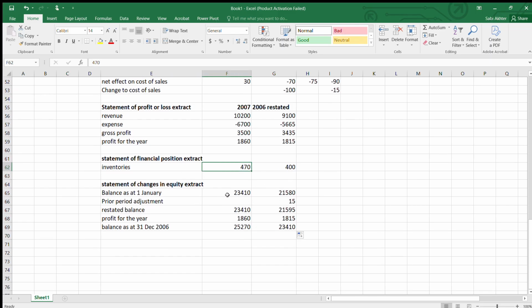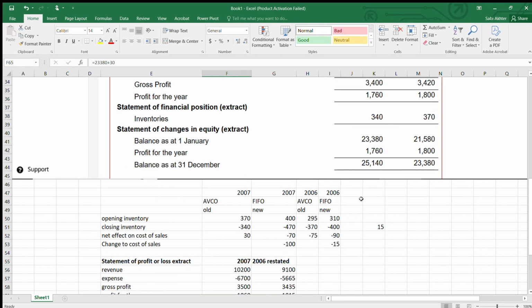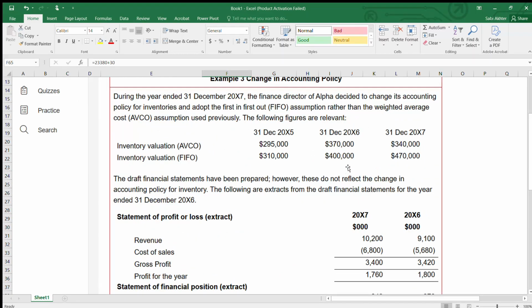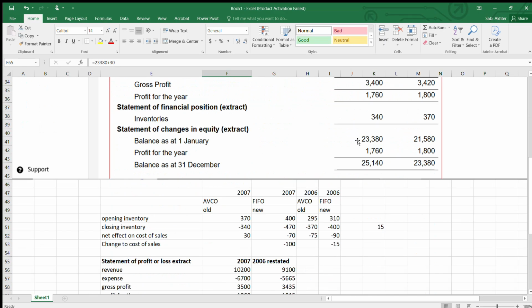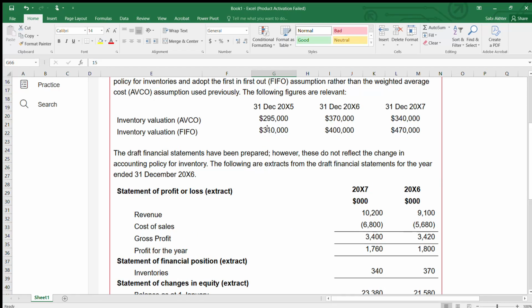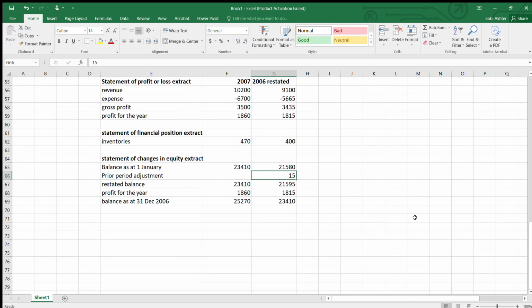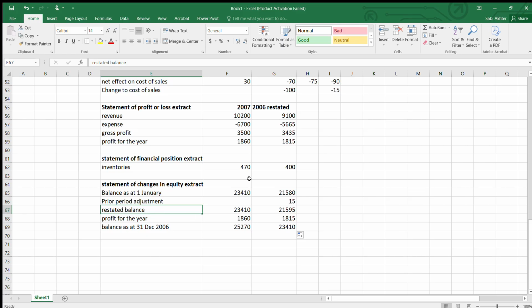Next, when you come to the statement of changes, this opening balance 23,380, remember, you have to adjust it. There has been a change in the valuation of inventory. The difference is 30,000. That 30,000 is a profit element that has to be added here. We have added it. But when you come to 2006, this is a prior period adjustment of 15. Again, the difference is between the valuation 295 and 310. And then we get the restated balance and we take this profit figure and add here and get our closing balance at 31st December 2006. So that's it for this question.